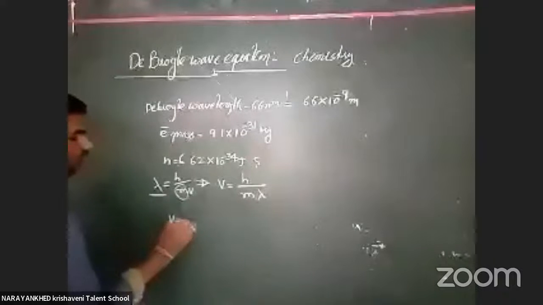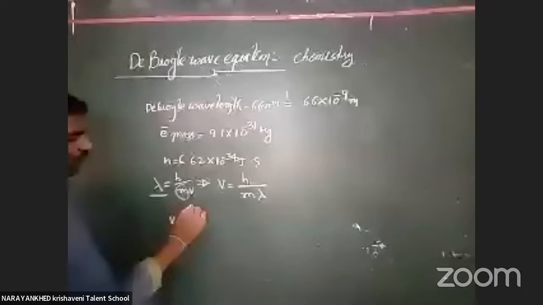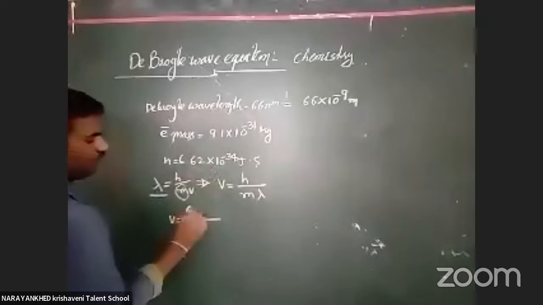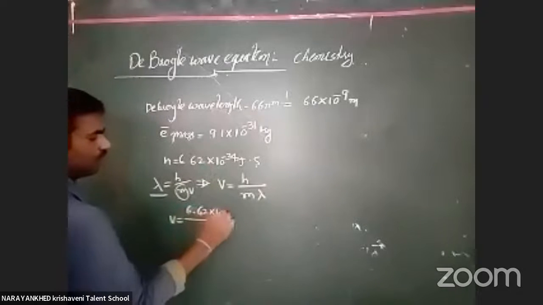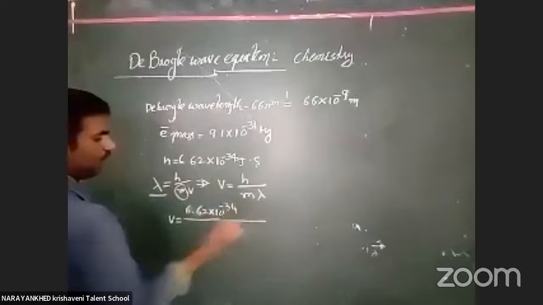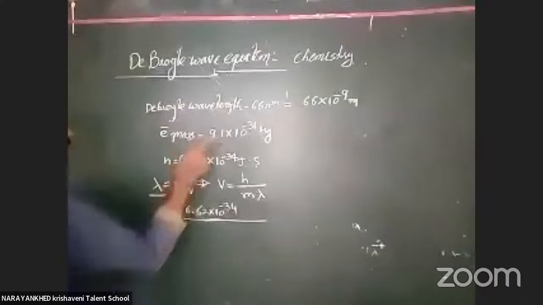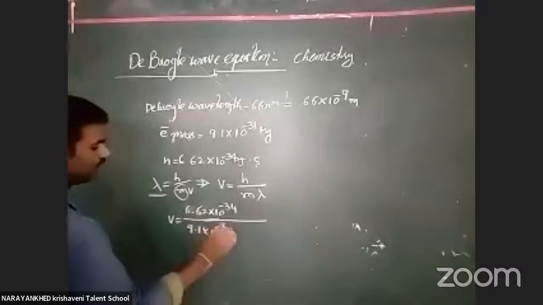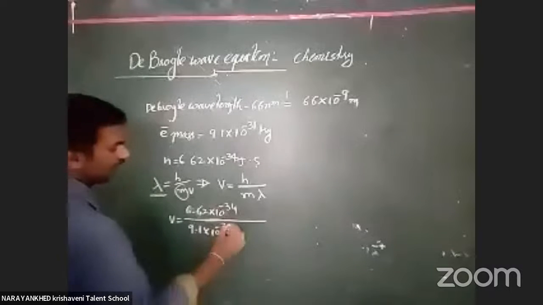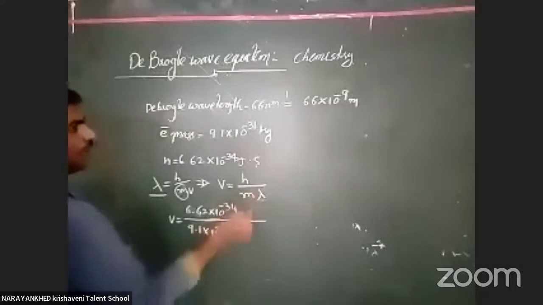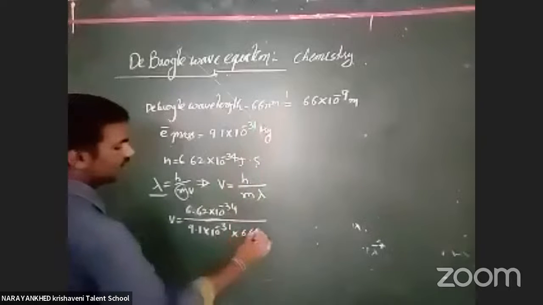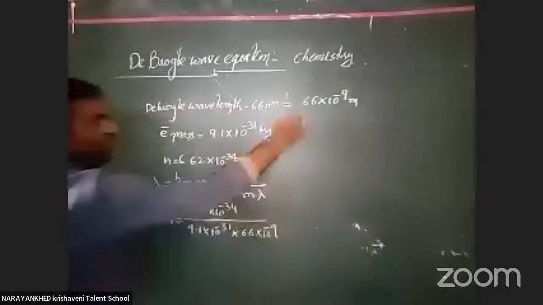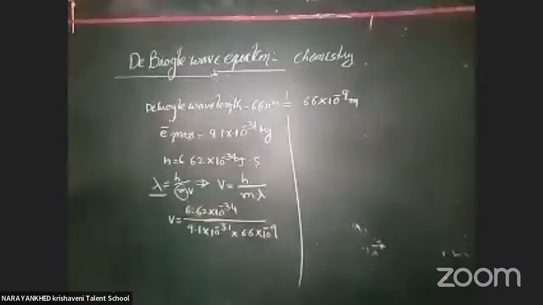v is equal to h by m lambda. h is equal to 6.62 into 10 to the power of minus 34, and m is equal to 9.1 into 10 to the power of minus 31, and lambda is equal to 66 into 10 to the power of minus 9. These are the values you have to substitute here.